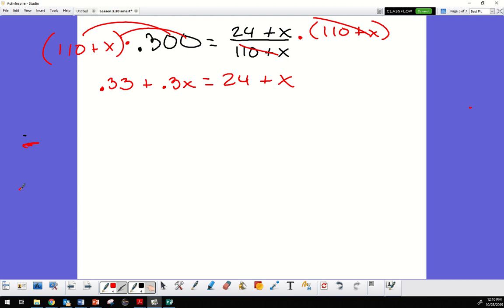Now I'm trying to solve for x. The easiest thing is to get my x's all to the right because this one's smaller than that one. I'm going to subtract 0.3x from both sides. And I'm also going to subtract 24 from this side. That should be 33, not 0.33, right? Thank you. So minus 24. So on the left-hand side, I should have 9 equals 0.7x.